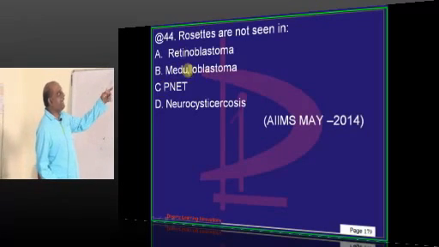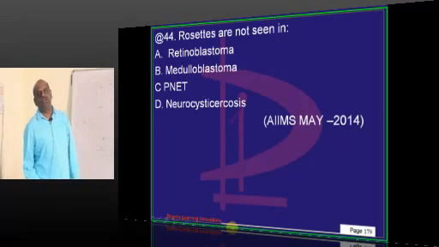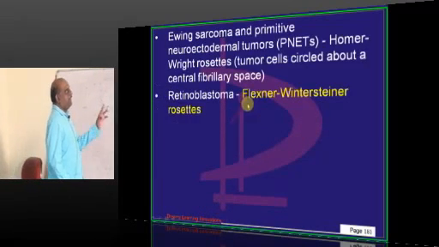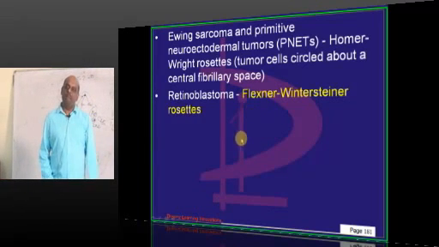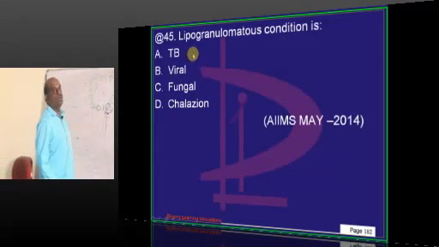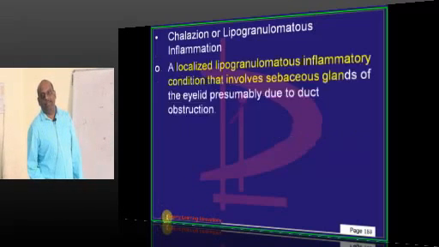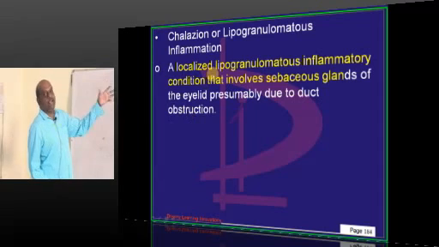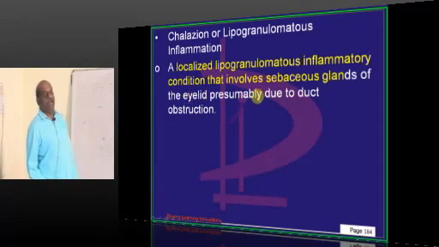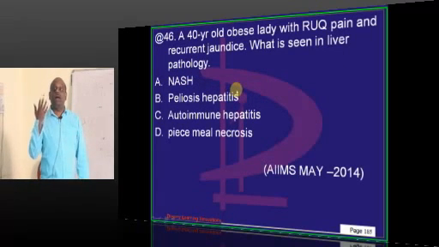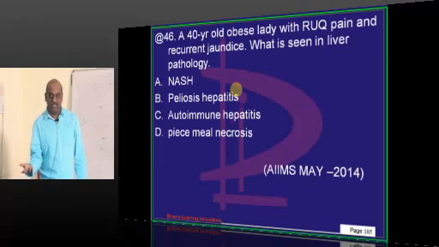Rosettes are a feature of primitive neuroectodermal tumor, medulloblastoma and retinoblastoma, not neurocysticercosis. Easy questions. Okay. Now doctor, retinoblastoma, what rosettes are they called? Flexner-Wintersteiner rosettes. What is a lipogranulomatous condition? Chalazion classically is a localized lipogranulomatous inflammatory condition involving the sebaceous gland, is what you have to basically remember. Once more, ocular lesion, external hordeolum, internal hordeolum, chalazion, which is meibomian, which is sebaceous.